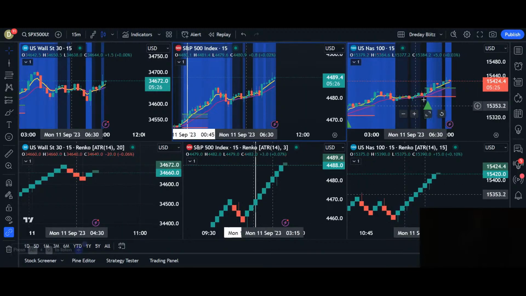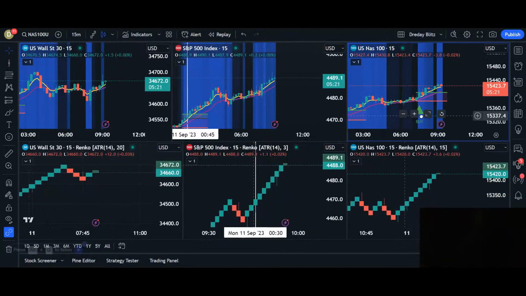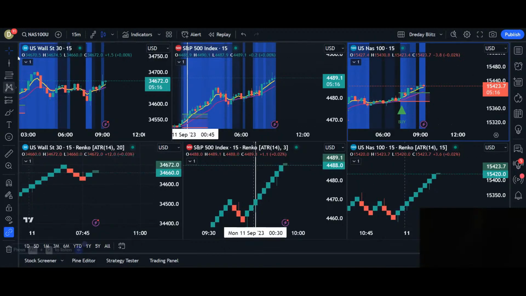Same thing for that was S&P 500. Same thing for Nasdaq. So Nasdaq, we had a signal here. I'm still going to put a vertical line so you can see.